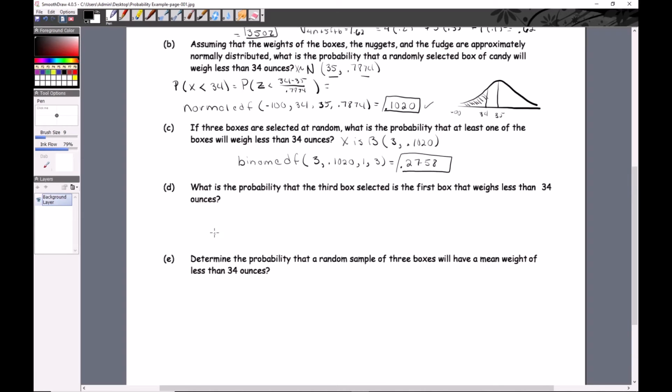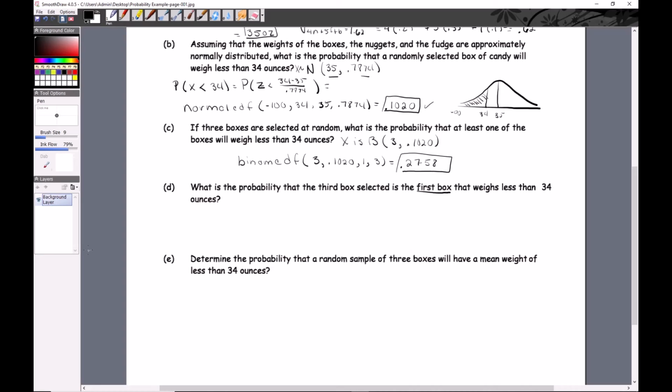All right, so 3 down, 2 to go. We've had a random variable question. We've had a standard normal calculation, a binomial question. Let's see what else they're going to pull out of their hat. So what is the probability that the third box selected is the first box that weighs less than 34 ounces?